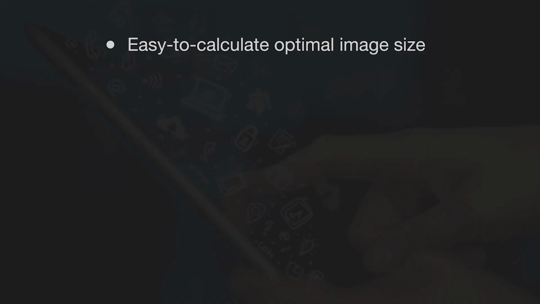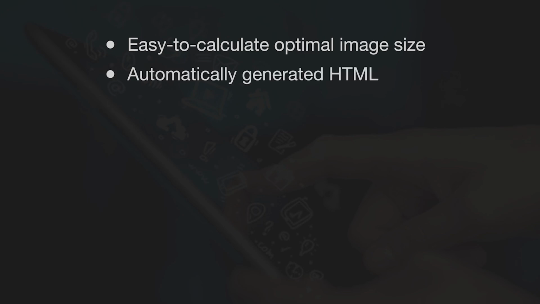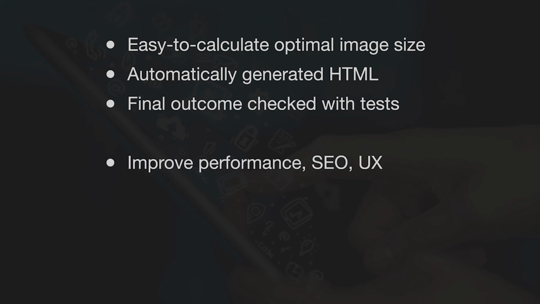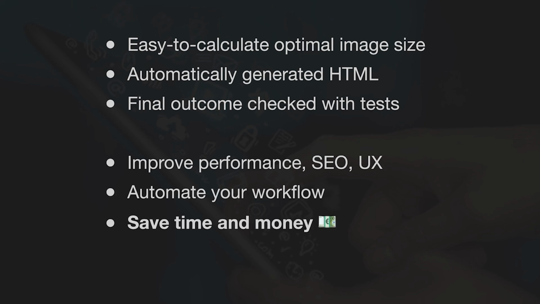Let's wrap! The responsive images automator gives us an easy way to calculate the optimal image size for your images. It can generate the HTML automatically for your responsive images. It can check the outcome with automated tests. We can improve performance, SEO, and UX. You can automate your workflows and ultimately save a lot of time and money.